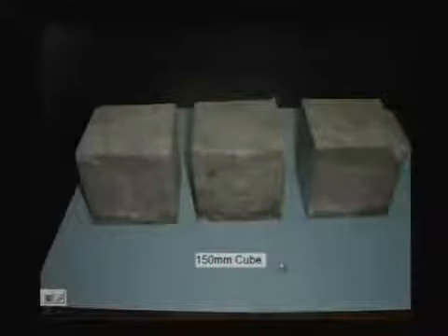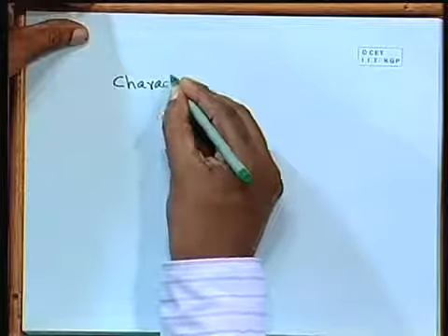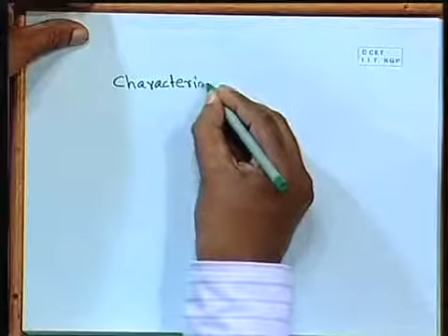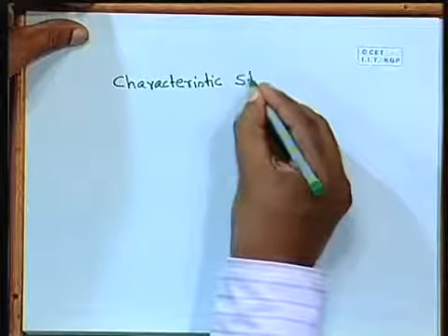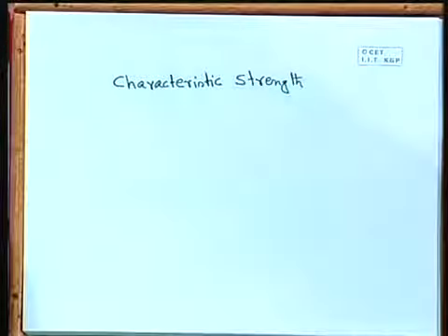Now coming to the point here, one aspect: we are doing the casting at the field itself, and we know the proportion, let us say M20 grade of concrete. That means we would like to achieve the target strength, or we shall say characteristic strength, we call it. That characteristic strength we have to achieve.